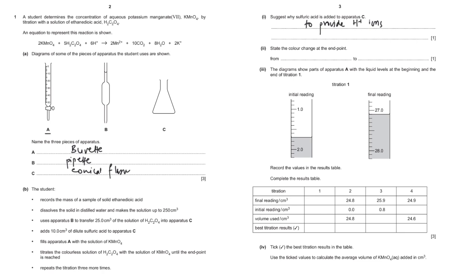State the color change at the end point. Okay, so you're adding KMnO4. KMnO4 will change from colorless to pink. It changes from colorless to pink.